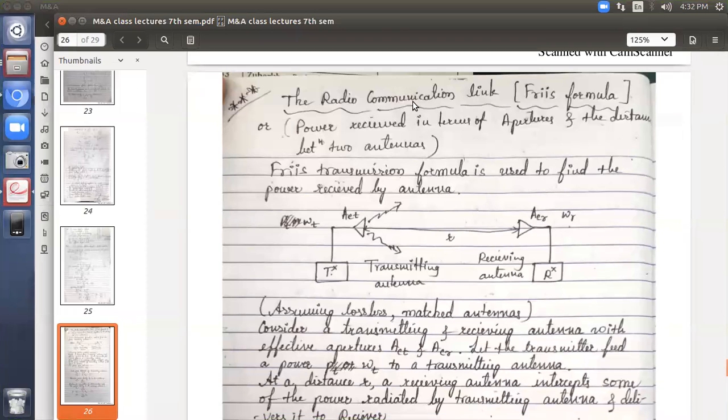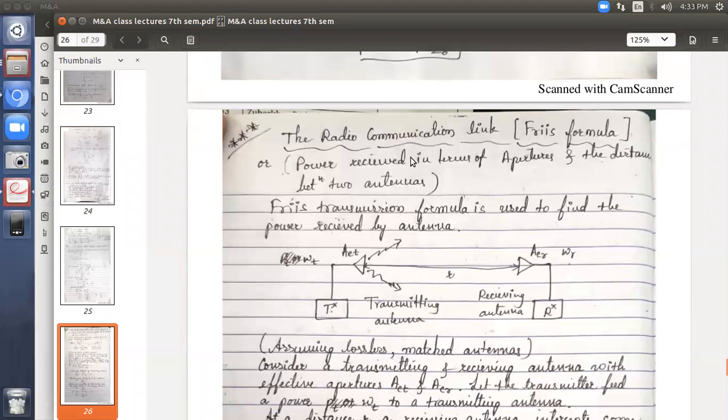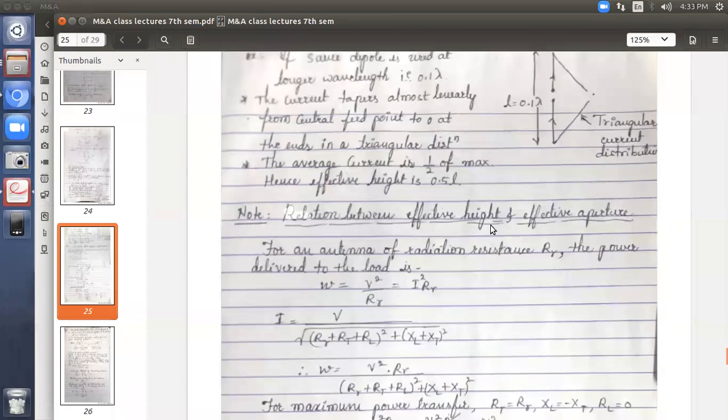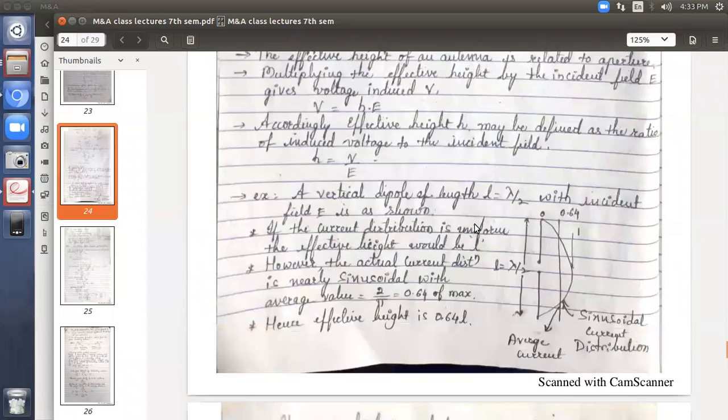Good evening all. In today's session, we are going to see this small derivation, that is the radio communication link, the FRIIS transmission formula. In the previous session, we have already discussed the maximum effective aperture and the directivity for two practical antennas. One is the short dipole, the other one is the half wave antenna.